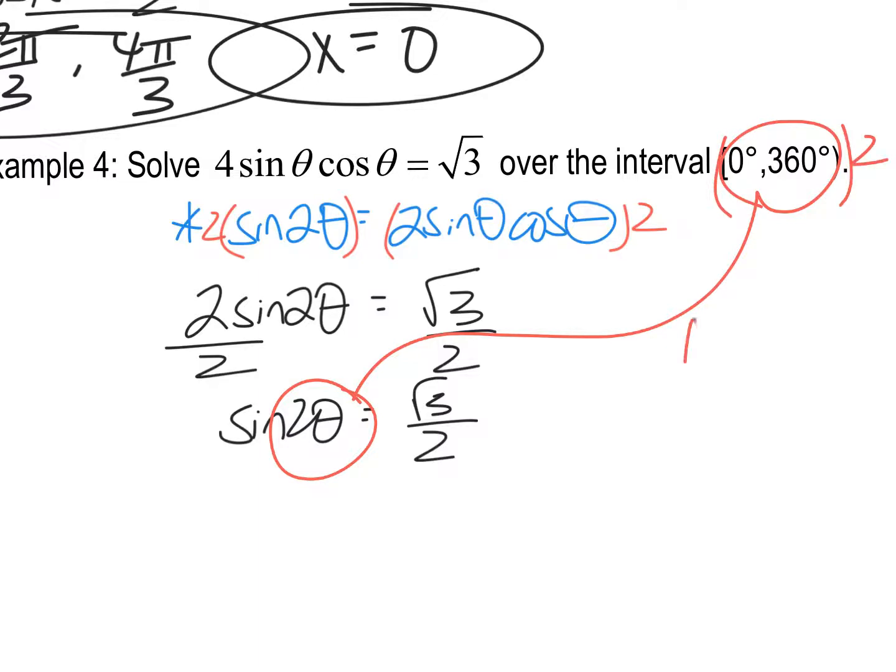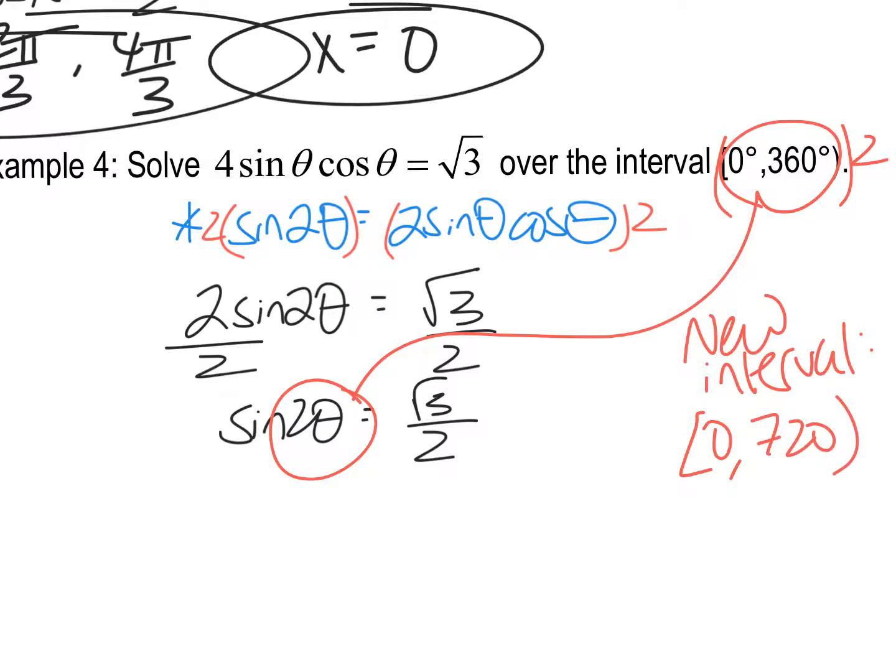So that means my new interval, remember how I cut them in half earlier when it was x over 2? In this case, it's 2 theta. So my new interval is 0 times 2 is 0, but 360 times 2 is 720. That means I'm going around the unit circle 2 full times. 2 circles. And that's where I'm going to give all of my answers.